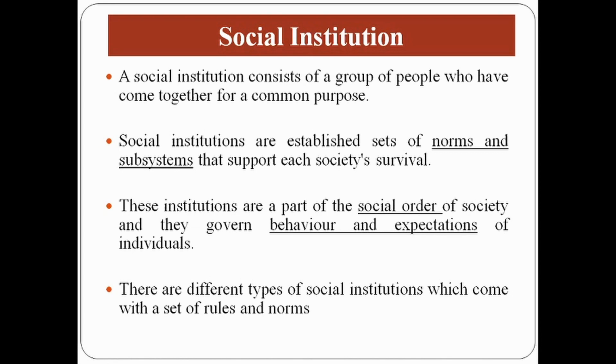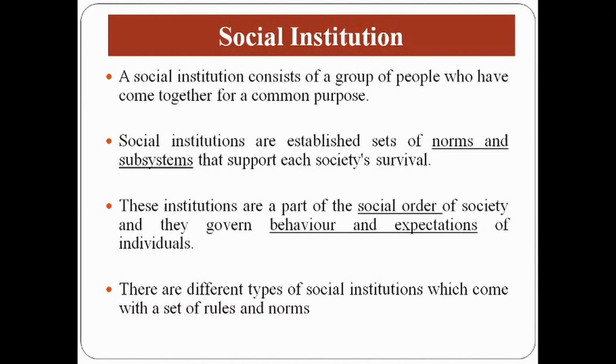Next we can discuss social institution. A social institution consists of a group of people who come together for a common purpose. Sociologists agree that institutions arise and persist because of a definite felt need of the members of a society. So because of the felt need of the members of society, institutions arise and persist.